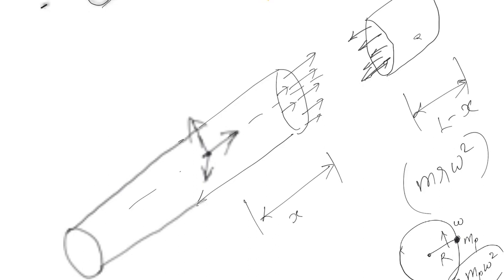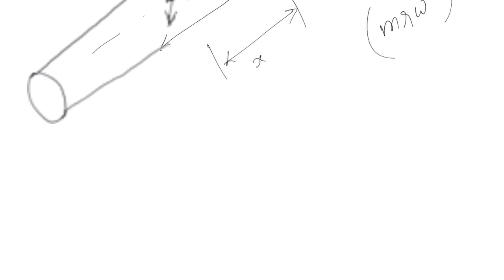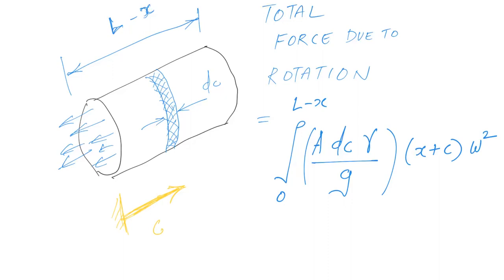But in my case, since it is of length L minus x, I need to find out what is the net force acting on this particular section due to rotation. What should I do? I should integrate. So let me explain this. I have isolated that second portion of the bar, which is of length L minus x.